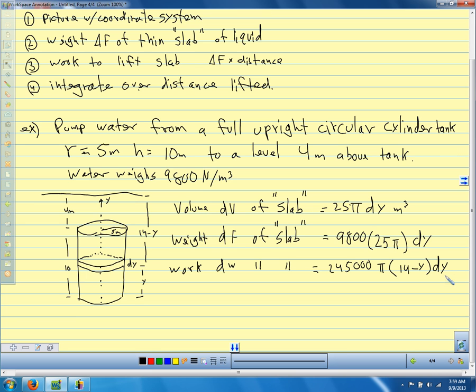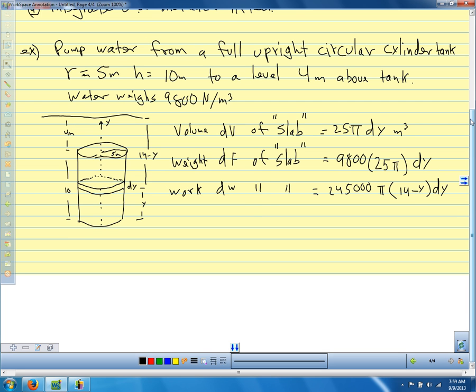And then I'm going to integrate over the distance that I'm pumping the water. So what's going to be my limits of integration here? Let's think back. If y equals 0, how far am I pumping this little slab? 14 meters. If y equals 10, I'm pumping that thin little slab 4 meters. So y is going to vary from 0 to 10. This 14 minus y takes care of this extra distance of 4 meters.